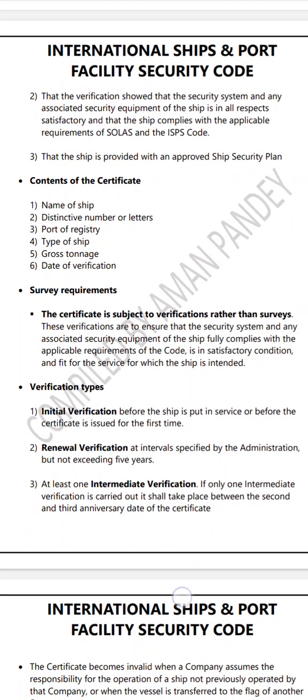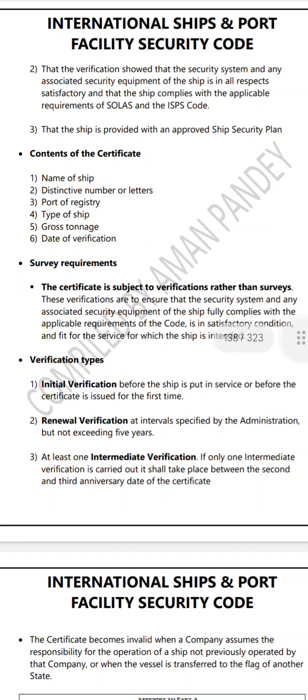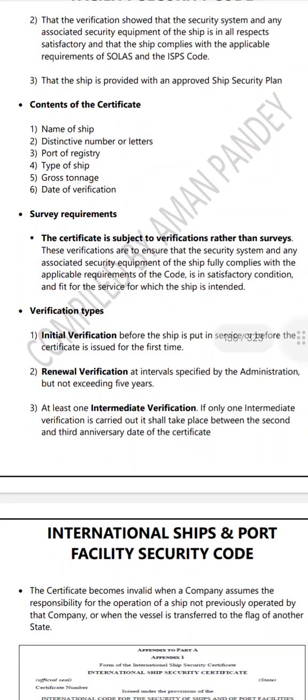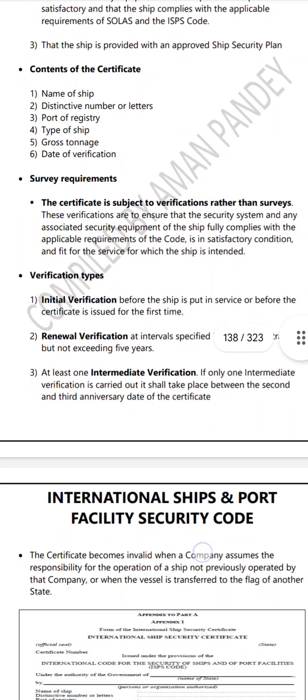Content of the certificate: name of the ship, distinctive number or letters, port of registry, type of ship, gross tonnage, date of verification, survey requirement. The certificate is subject to verification, rather than survey. These verifications are to ensure that the security system and any associated security equipment of the ship fully complies with the applicable requirements of the code, is in satisfactory condition and fit for the service for which the ship is intended.